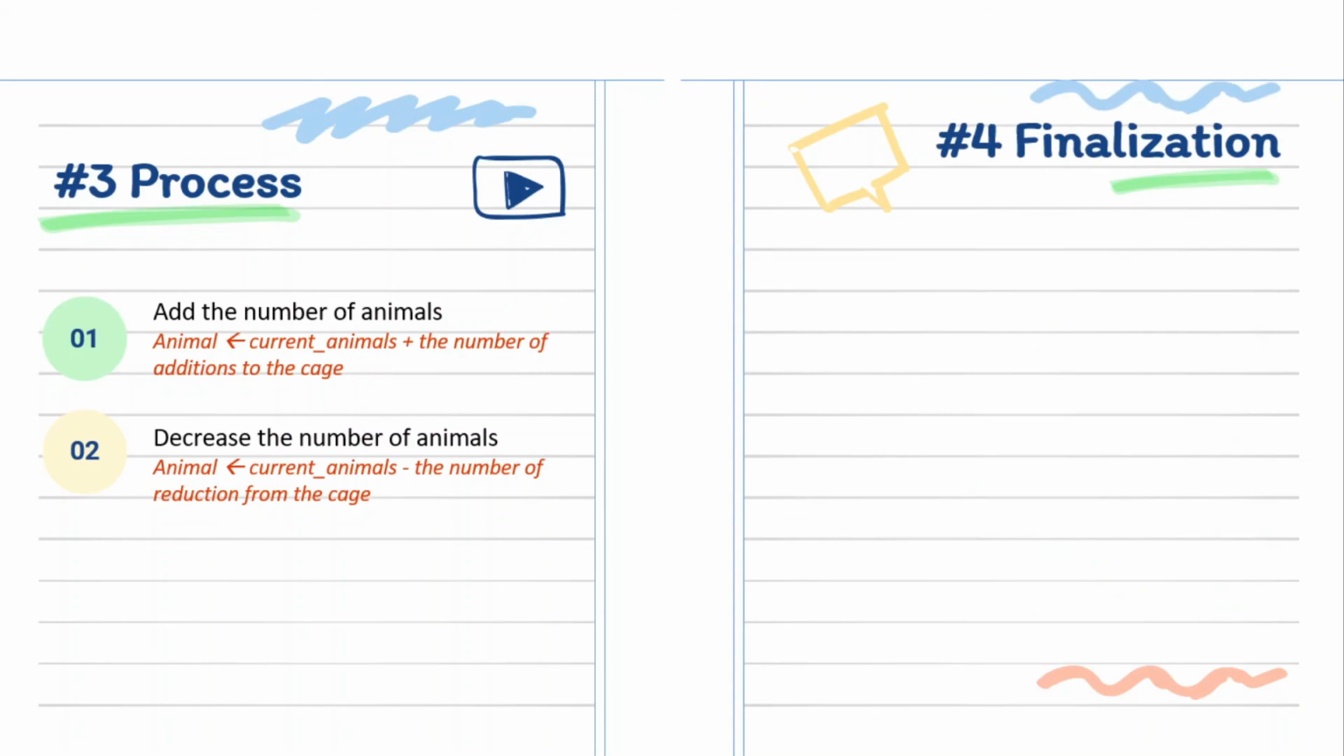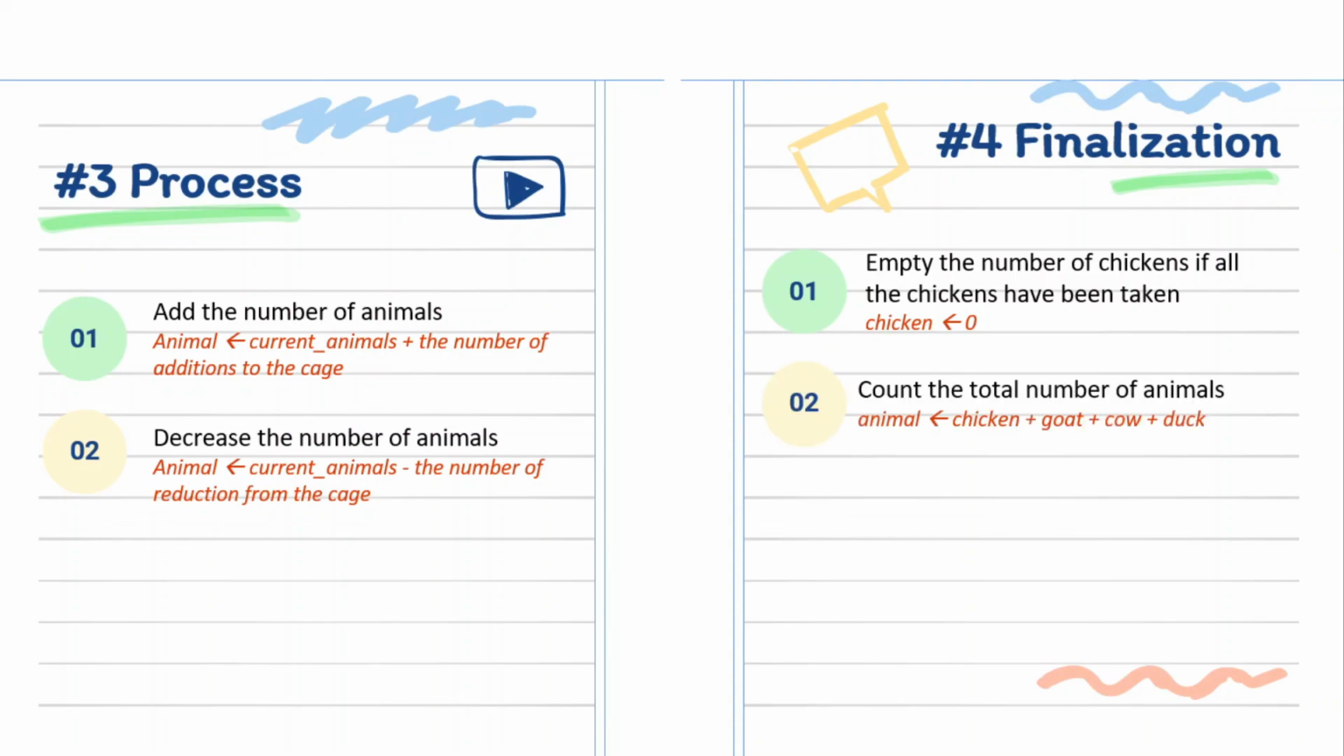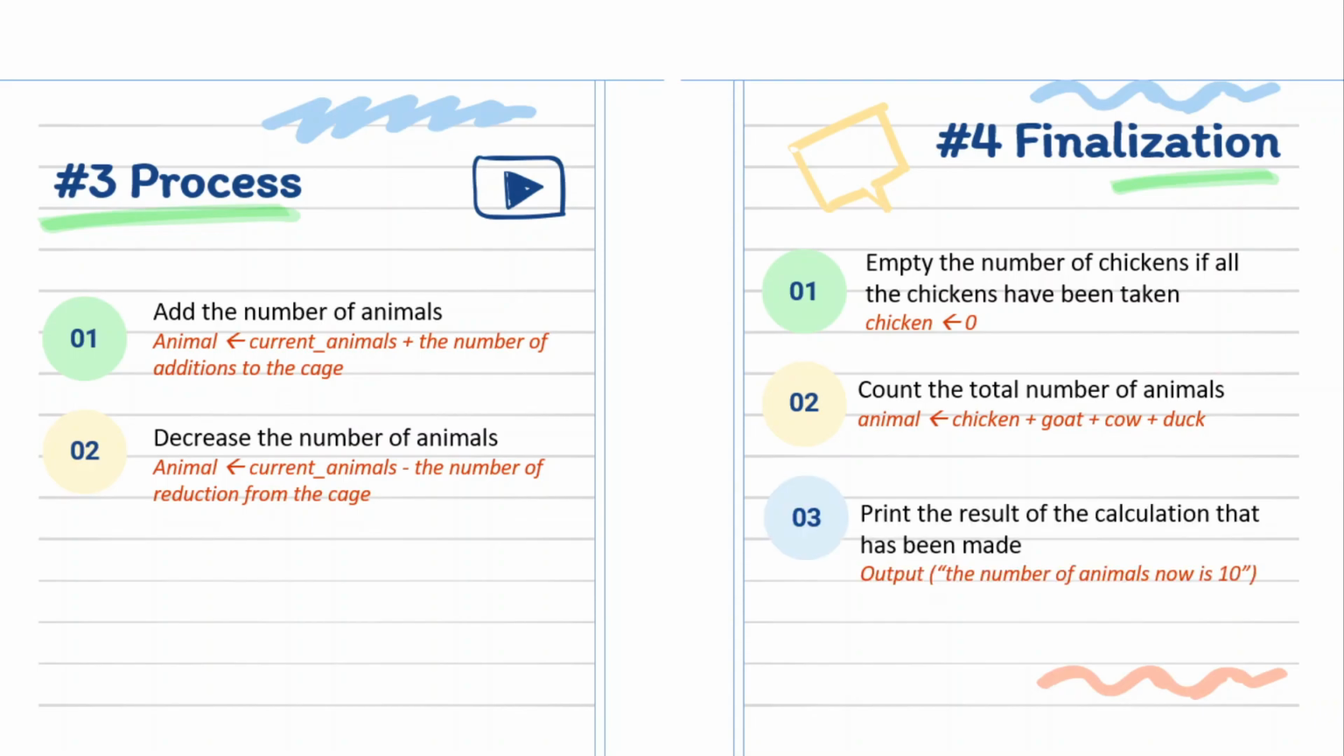Finally, the last task is finalization. We may do three steps in this task. First is empty the number of chicken if all the chickens have been taken. And the second, count the total of animals using addition of chicken, goat, cow, and duck. And the last is print the result of the calculation that has been made. For example, we can print the output: the number of animals now is 10.